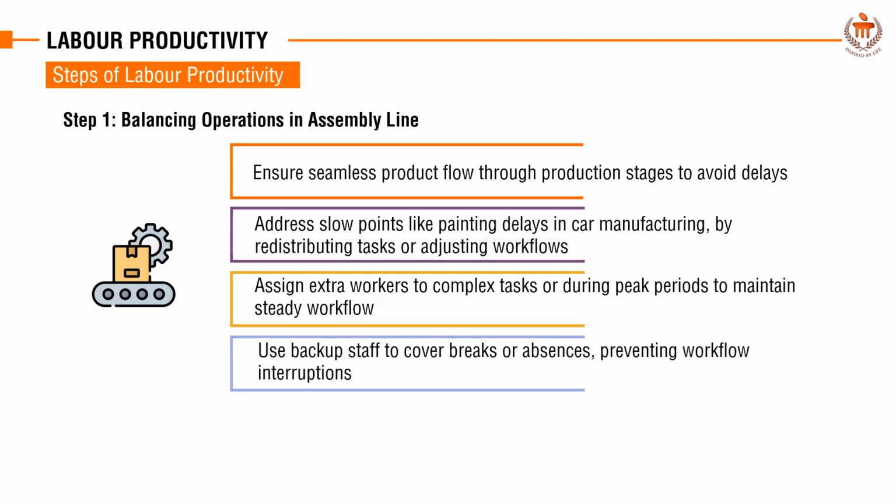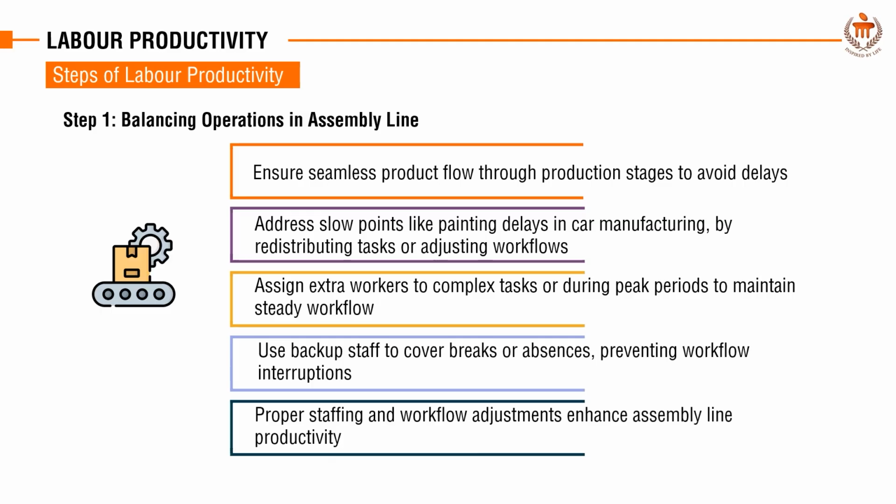Moreover, personal needs of the workers, such as breaks or unforeseen absences, can disrupt the flow of operations. In such cases, having additional personnel on hand can help mitigate these interruptions. For example, if one worker on the assembly line needs to take a break, an extra worker can step in to ensure that the workflow remains uninterrupted, allowing production to continue smoothly without any delay. By effectively balancing operations and ensuring adequate staffing, companies can optimize their assembly line efficiency and improve overall productivity.